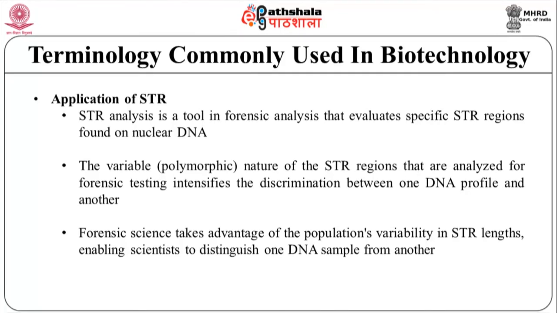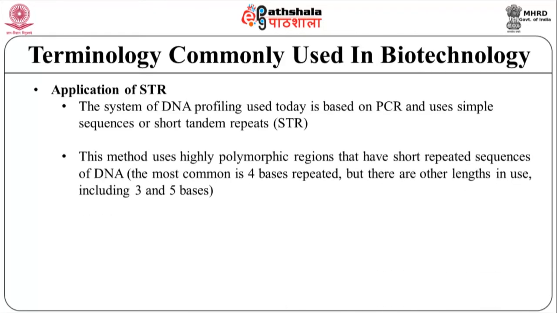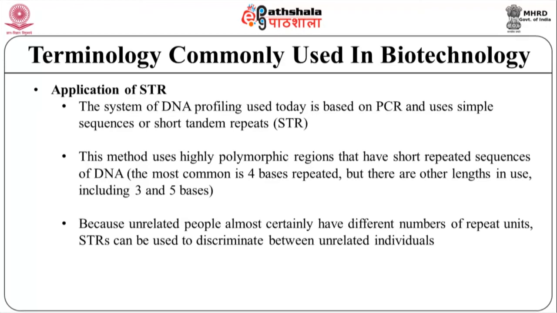The system of DNA profiling used today is based on PCR and uses simple sequences or short tandem repeats. This method uses highly polymorphic regions that have short repeated sequences of DNA. The most common is 4 bases repeated, but there are other lengths in use including 3 and 5 bases. Because unrelated people most certainly have different numbers of repeat units, STRs can be used to discriminate between unrelated individuals.